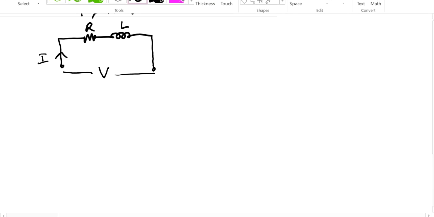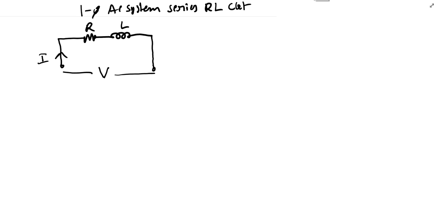And if you see the diagram, whenever this current I is flowing through the resistance and inductor, they are going to give some drops here. VR is the drop across the resistance, and VL is the drop across the inductor. So that is what I assumed from this diagram.